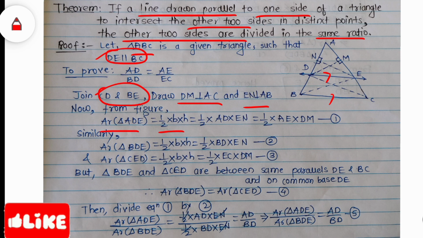So because of that, its area can also be written as half multiplied by the base, that is on this side, AE, multiplied by the height, that is DM. Okay, so I have given it equation number 1. Fine. Now similarly, there are two triangles on the below side in the trapezium BDEC. You can see there are two triangles BDE and CED.